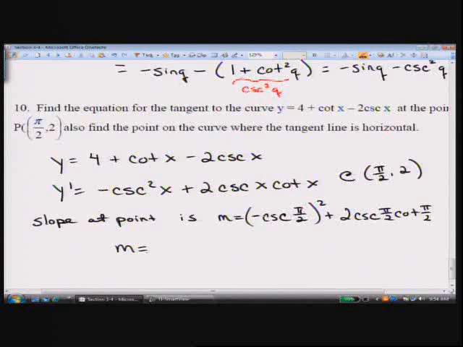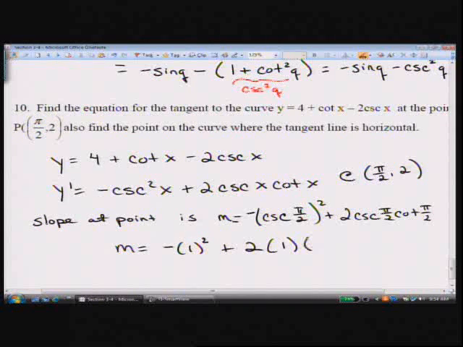So this is going to be, actually my negative should be on outside here, because we're doing the cosecant squared and we take the opposite. So this is going to be 1 squared, which is negative 1. So the opposite of 1 squared, which is going to be negative 1, plus 2. I just told you the cosecant of pi over 2 is 1. The cotangent of pi over 2, cotangent is cosine over sine. The cosine at pi over 2 is 0. So it's 0 over 1, which is 0. So your slope is actually negative 1.